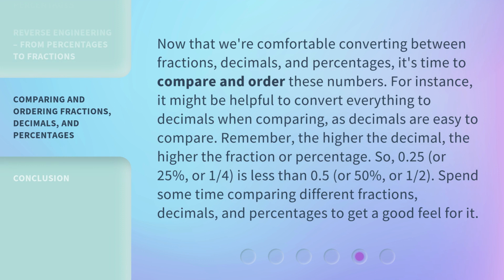Now that we're comfortable converting between fractions, decimals, and percentages, it's time to compare and order these numbers. For instance, it might be helpful to convert everything to decimals when comparing, as decimals are easy to compare. Remember, the higher the decimal, the higher the fraction or percentage. So, 0.25, or 25%, or 1/4, is less than 0.5, or 50%, or 1/2. Spend some time comparing different fractions, decimals, and percentages to get a good feel for it.